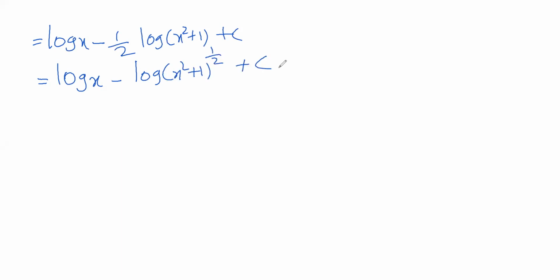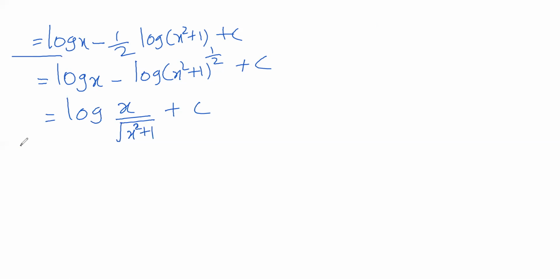Now it is of the form log m minus log n, which is log m by n. So log of x by x squared plus 1 power 1 by 2, which means root of x squared plus 1, plus c. This is the book answer. Up to this is okay, and if you want, you can go for this simplification. So with this, problem 12 is over.